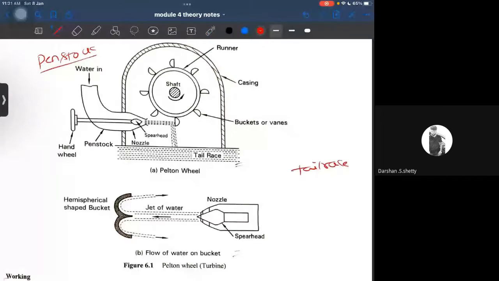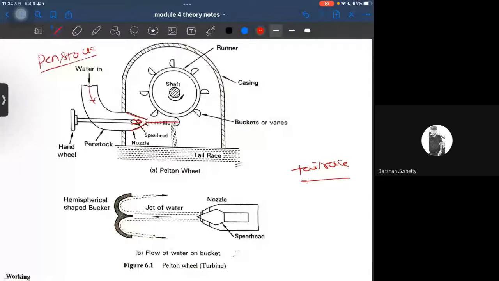What is this penstock and the tail race? The penstock is the water inlet pipe and tail race is the water exit pipe. Okay, all these things you have to understand. The water from the penstock would enter here. Okay, you have a nozzle and a spearhead like this. The movement of the spearhead using the nozzle will control the pressure of water striking the buckets.